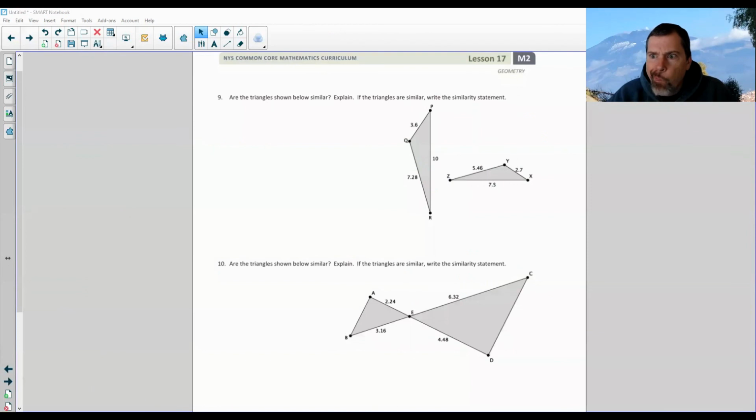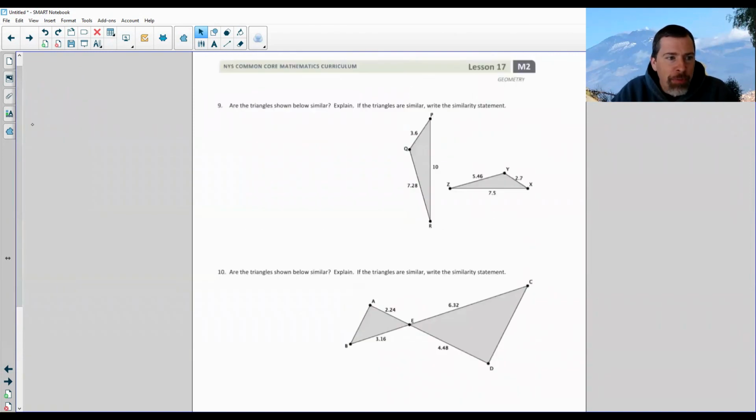Page 9. Wow, this is a long lesson. Whew. Or is this page 8? Been so many. It's page 8. Number 9. Okay. About ready to lose it here. Hang in there. Number 9.